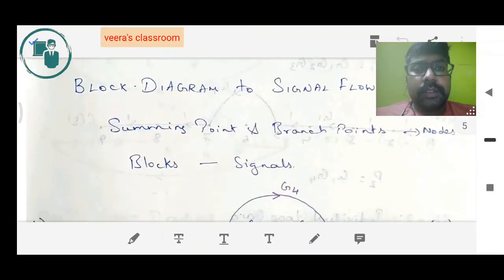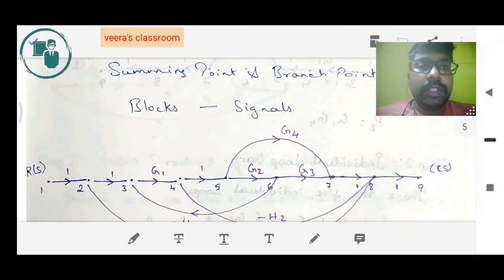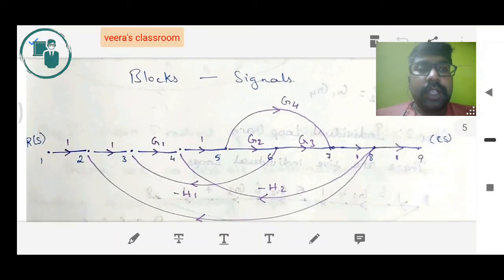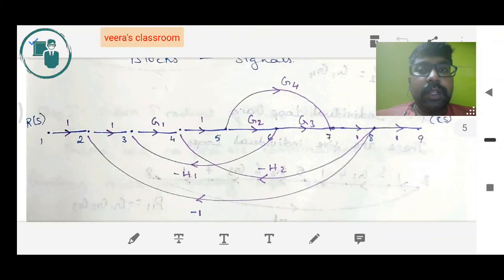So here, as I said earlier, summing points and branch points are converted into nodes and blocks are converted into branches. So I have drawn the diagram here. It starts from R of S and ends in C of S. Between node 1 and node 2, 2 and 3, 4 and 5, 7 and 8, and 8 and 9, we do not have any term, so it has to be marked as 1.